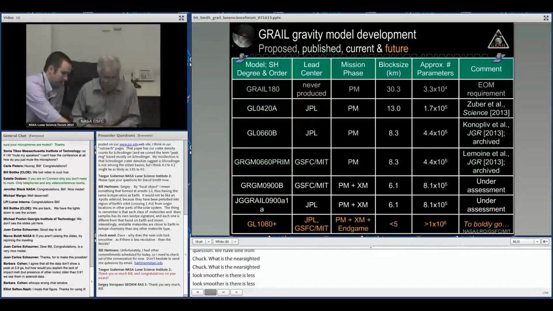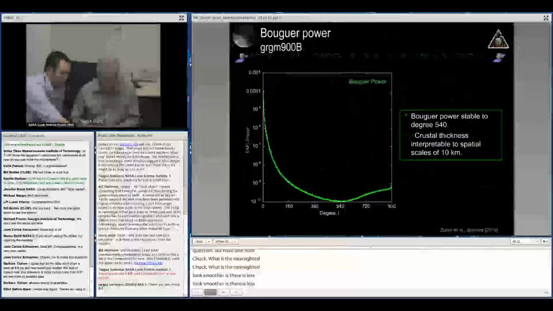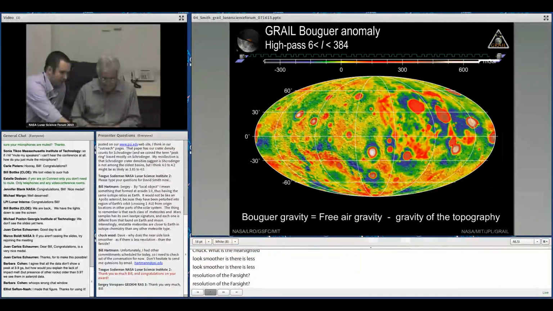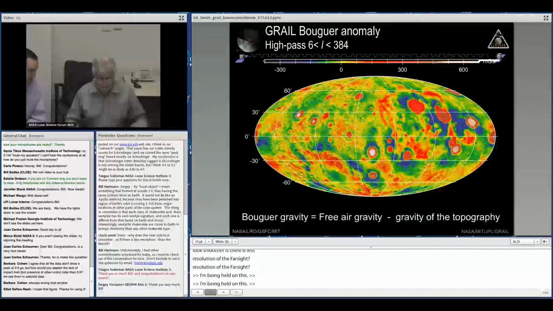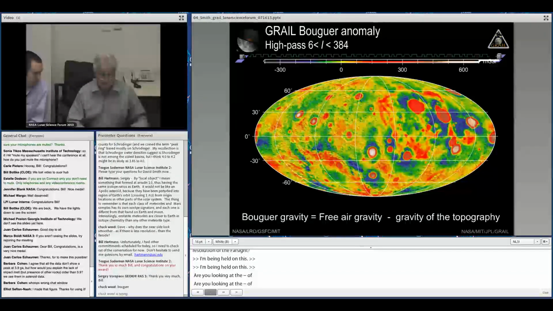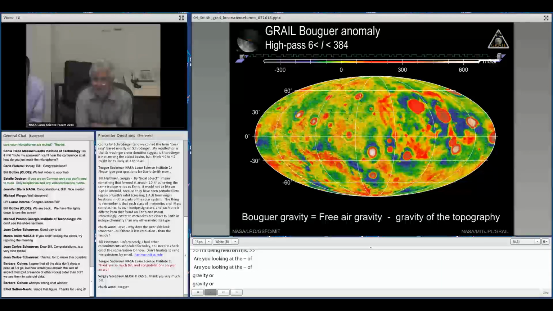Hang on a moment. I'm being helped on this. Are you looking at the Bouguer gravity? I think he's talking about the Bouguer gravity. Depends on what Chuck's looking at. Yeah, Bouguer. Yep, the Bouguer.